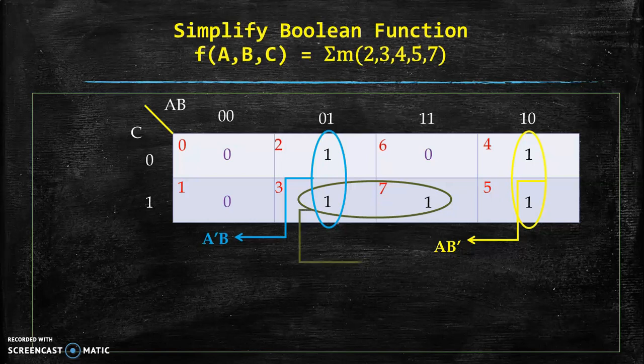And for the horizontal pair, we can see that for AB it is 0, 1 and 1, 1. So A is changing from 0 to 1, so we have to eliminate A. For B we can write B because it is 1. And here C is also 1, so we can write BC. So we have 3 product terms ready, and we finally add all the product terms. So we have the answer, f of ABC is equal to A bar B plus BC plus A B bar.